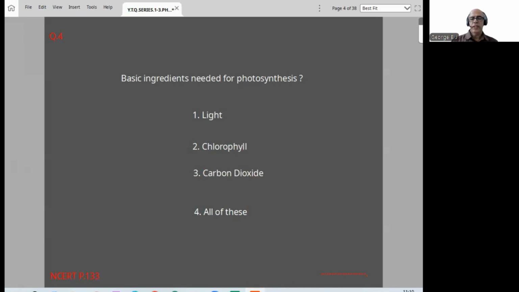Basic ingredients needed for photosynthesis. Light is needed, chlorophyll is needed, carbon dioxide is needed. In a nutshell, all are needed. So option-wise, it is 4. Easy question, simple question. All belongs to NCERT with the page number given there. Now comes question number 5.